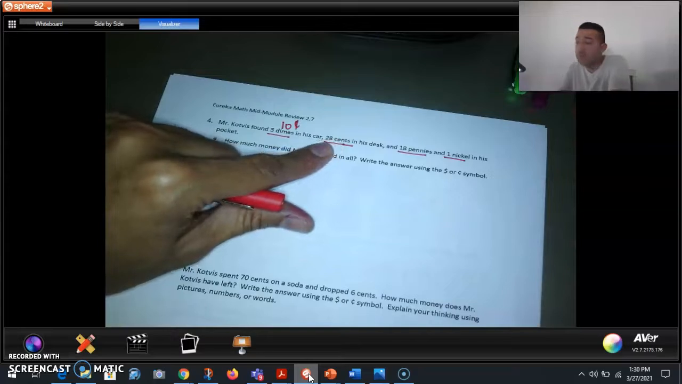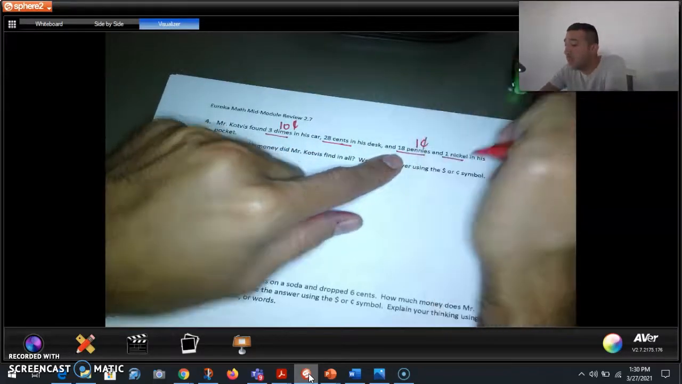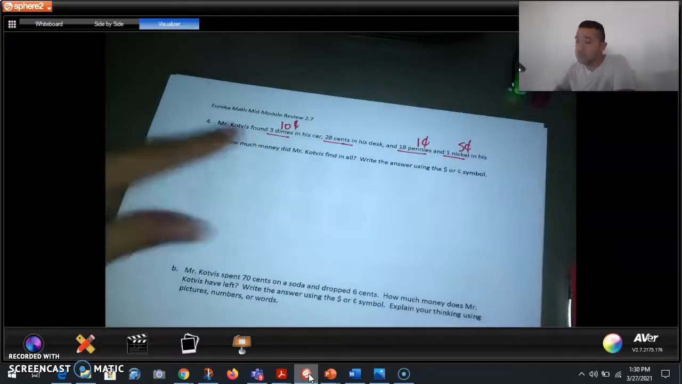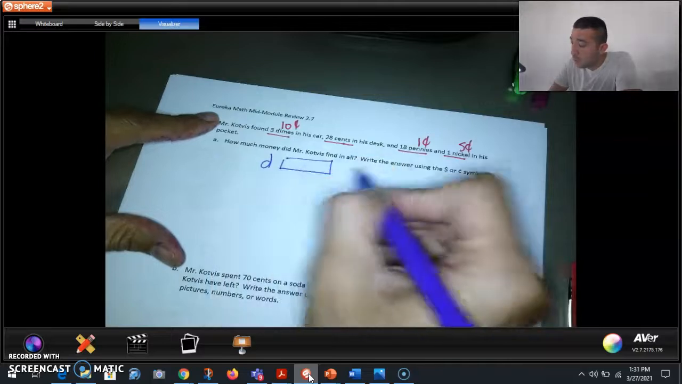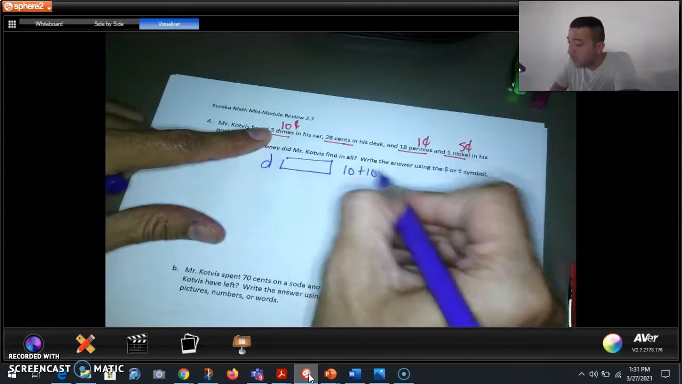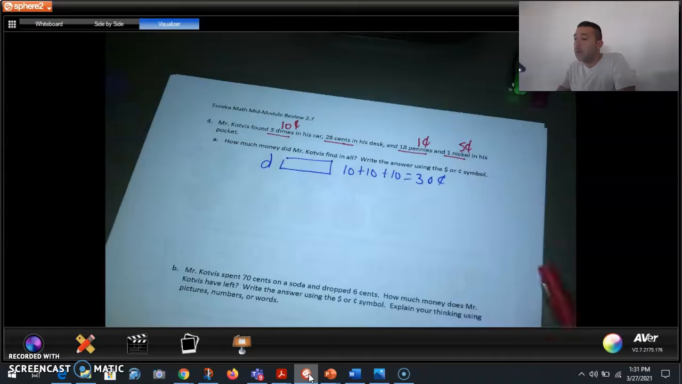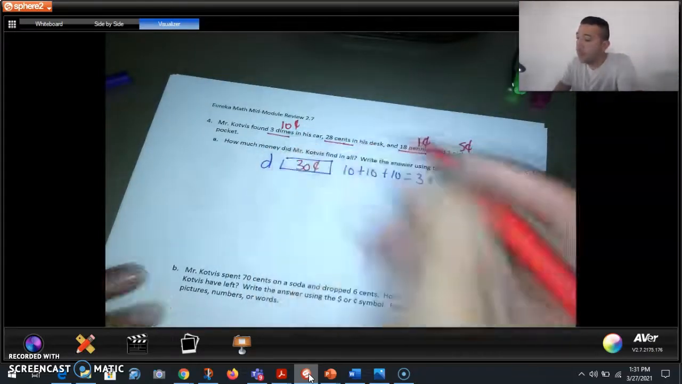Cents are just pennies, right? So we're not putting anything. Pennies are just 1 cent and nickels are 5 cents. So we know that he found 3 dimes. D for dimes. So it will be 10 plus 10 plus 10 equals 30 cents. So we know that Mr. Cartwright found 30 cents in his car, right?